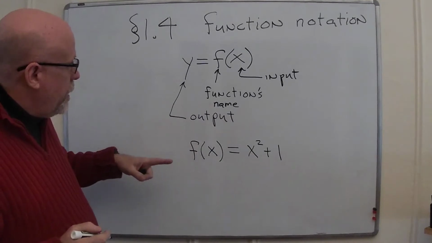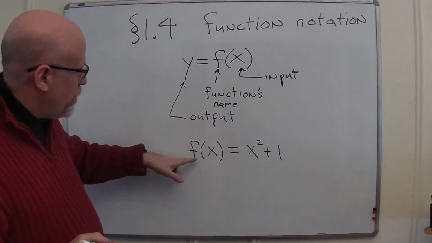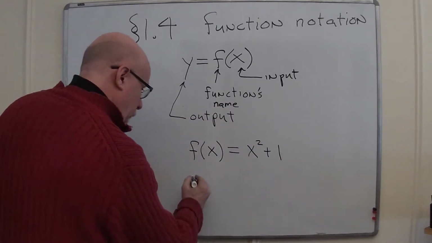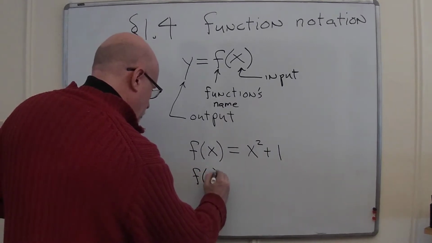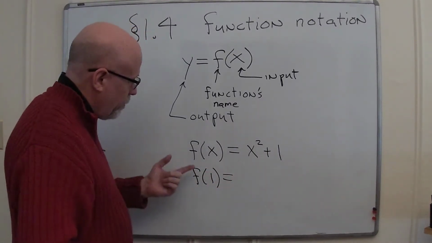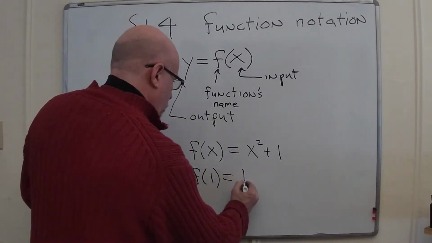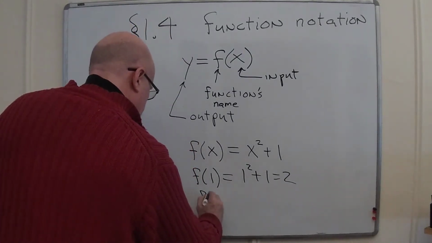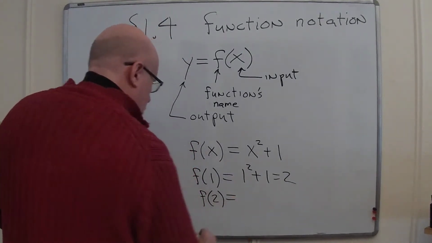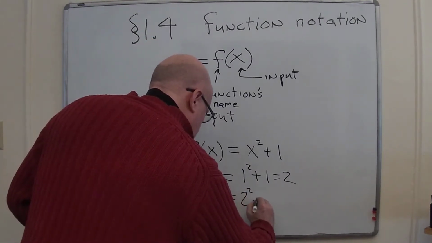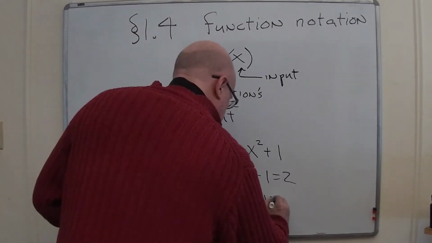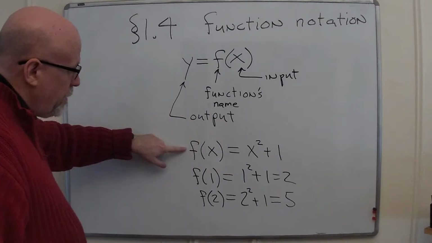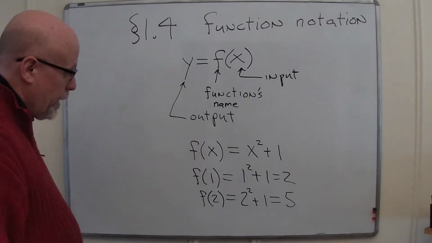There's a fairly easy process called evaluating a function at a point. For instance, when x is 1, I would write f of 1, and I would say, just plug in a 1 where the x's are. So you get 1 squared plus 1, that's 2. If I wanted f at 2, that would be 2 squared plus 1, which is 5. So this is abstractly defining the function, and this is evaluating the function at particular x values.